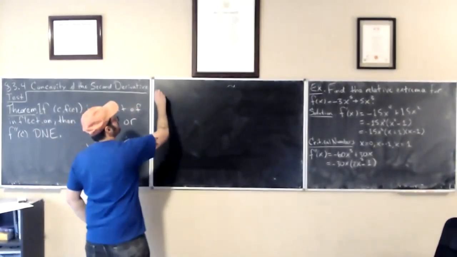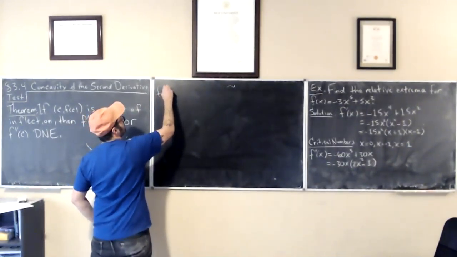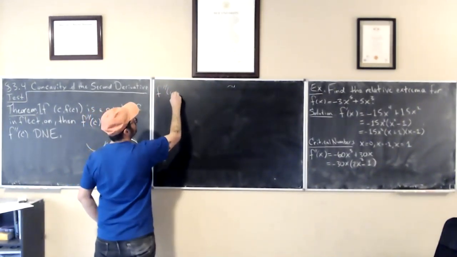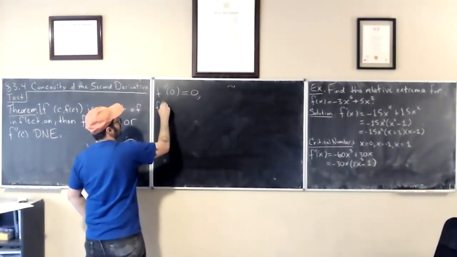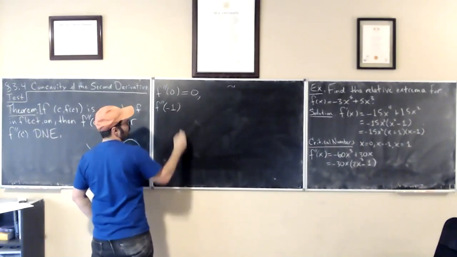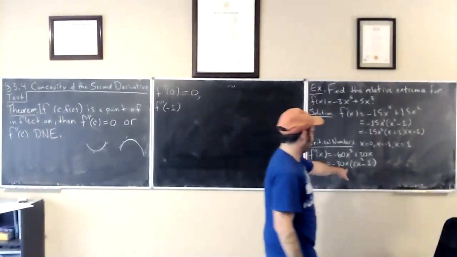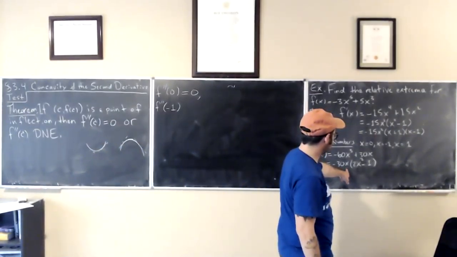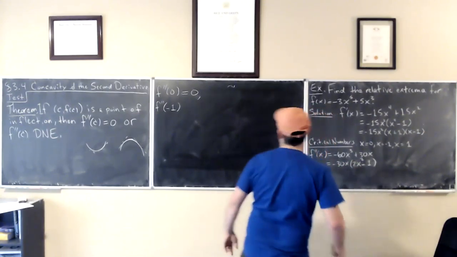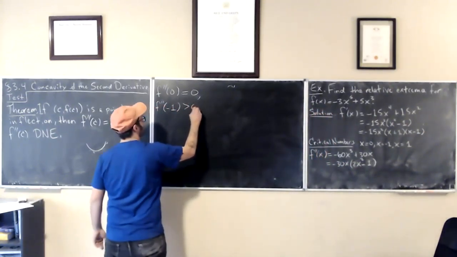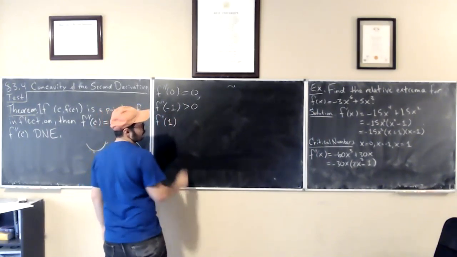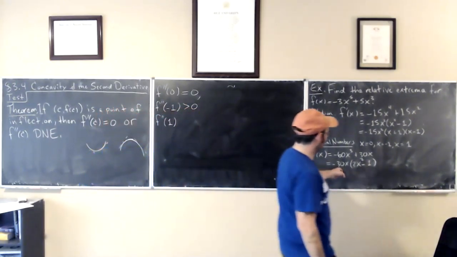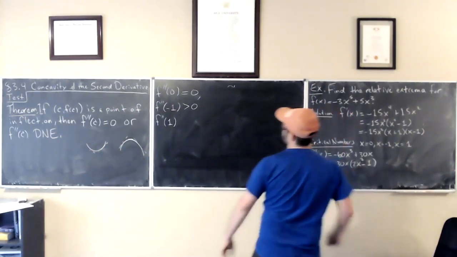So, okay, so f double prime, I'm just going to go one by one. Of 0, that's definitely equal to 0. F double prime of minus 1, positive, so this is greater than 0. F double prime of 1, negative, positive, so this would be less than 0.